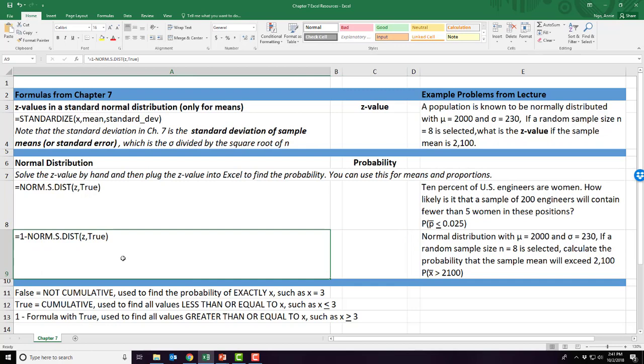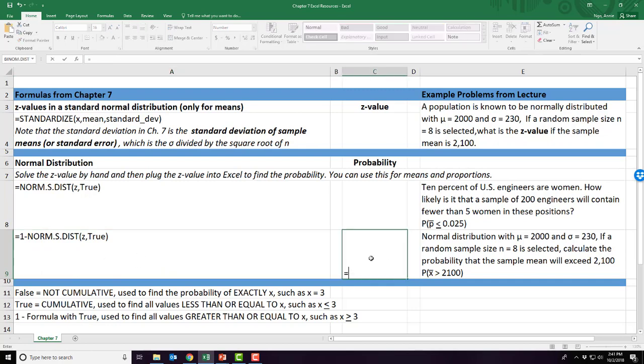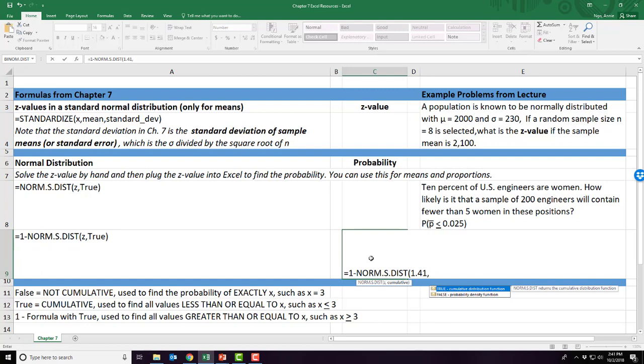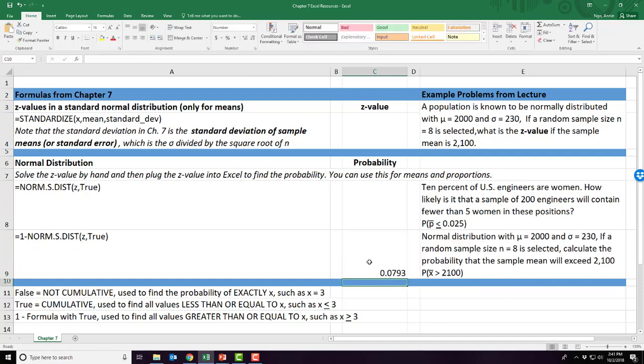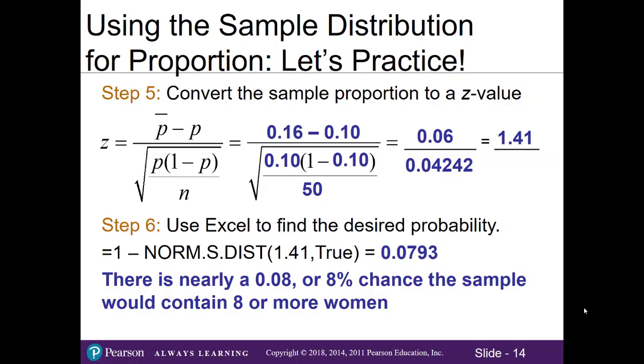So using our greater than formula here, I'll type in equals 1 minus norm.s.dist, parentheses, 1.41, comma, true. And that's how I got the 0.0793 for our solution. In other words, there is nearly a 0.08 or 8% chance that the sample would contain 8 or more women.